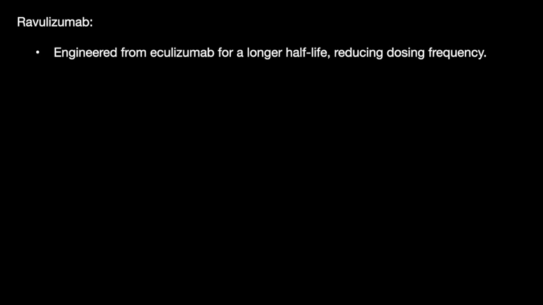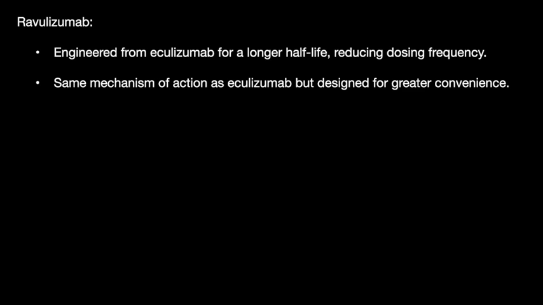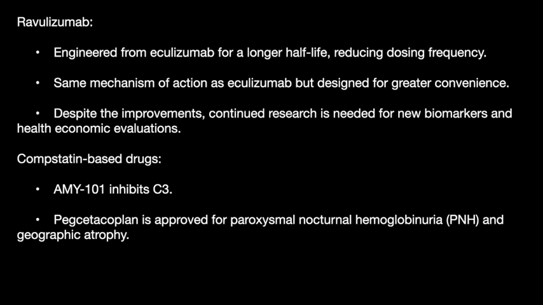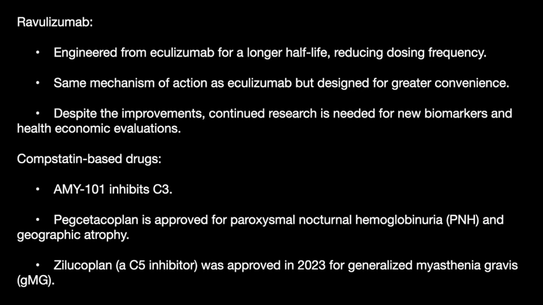Now the next is ravulizumab. It is engineered from eculizumab but has a longer half-life, thus reducing the dosing frequency. It has the same mechanism of action, that is C5 inhibition. Despite the improvements, continued research is needed with new biomarkers and health economic evaluation. Next we have the statin based drugs. These are AMY-101, which inhibits C3, and pegcetacoplan, which is approved for paroxysmal nocturnal hemoglobinuria and geographic atrophy. We next have zilucoplan, which is a C5 inhibitor, approved in 2023 for generalized myasthenia gravis.